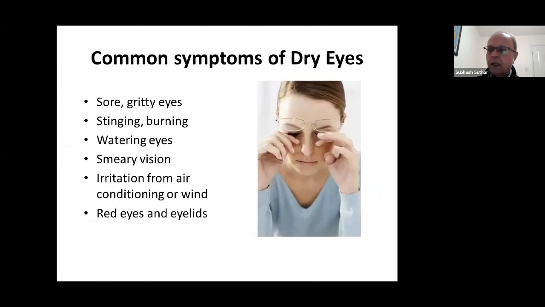Right. Now, we have discussed two things, glaucoma eye drops, then we have got cataract eye drops. Now, we are coming to something called dry eyes.